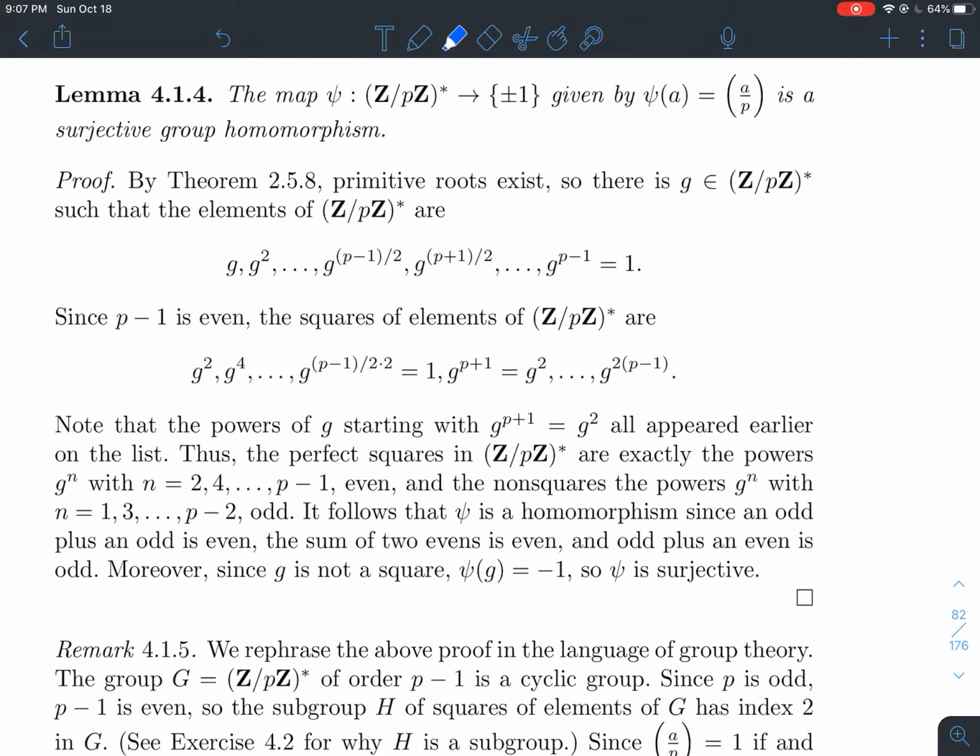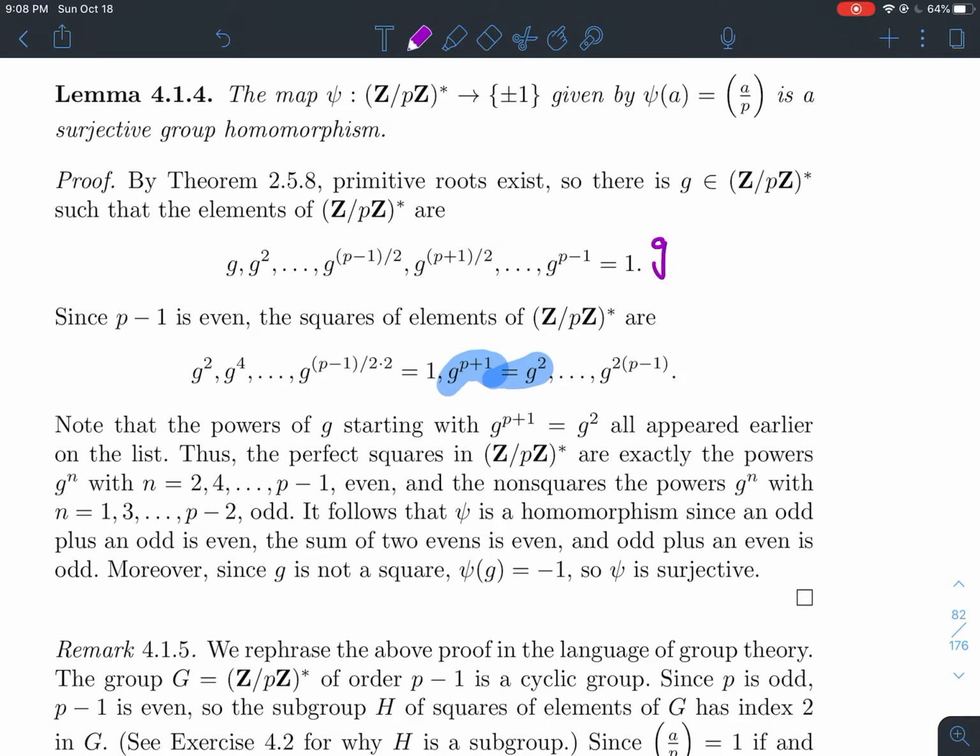Now, like we said, P minus 1 is even, so what are the squares of elements in this group? They should just be all the G's that have even powers on them. And what we want to look at here, we could do that algebra, right? The 2's simplify, so you just get G to the P minus 1, which is 1. That explains this part right here. But then in the next one, what's the next even power? It would be G to the P plus 1. And what we claim is that equals G squared.